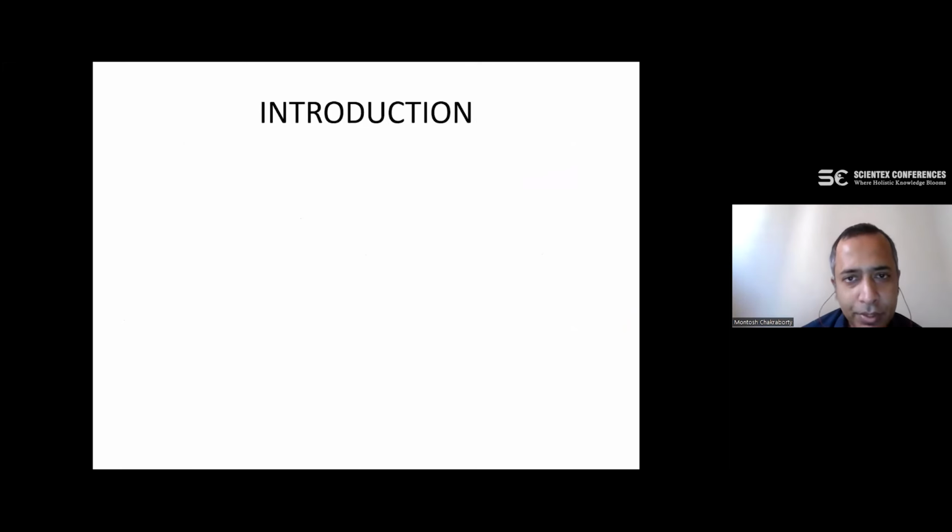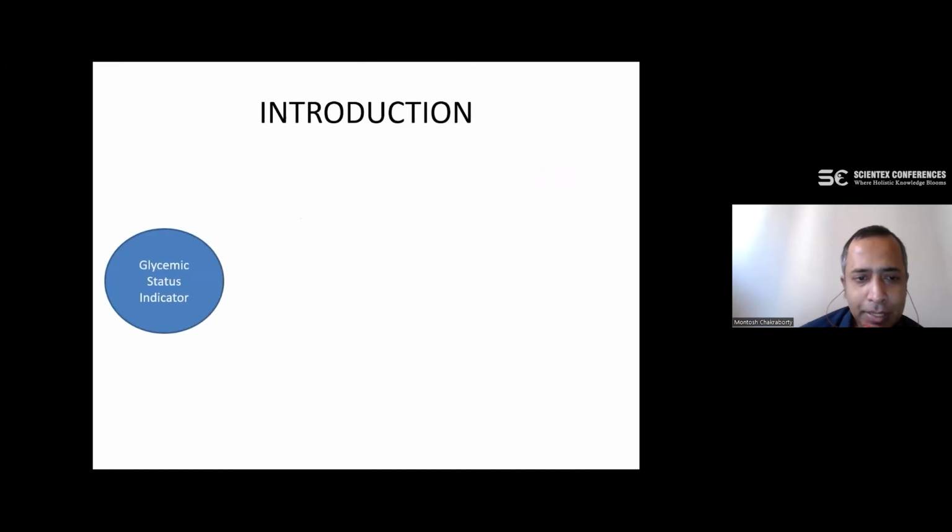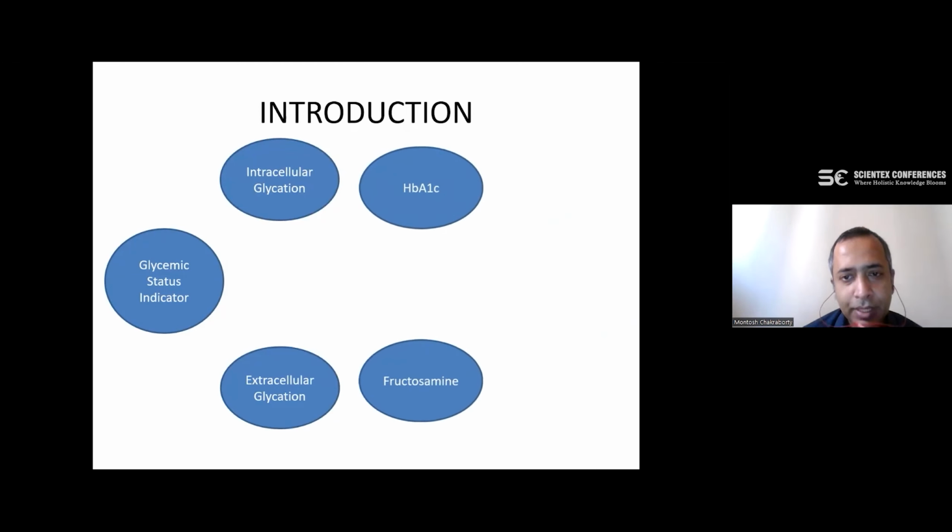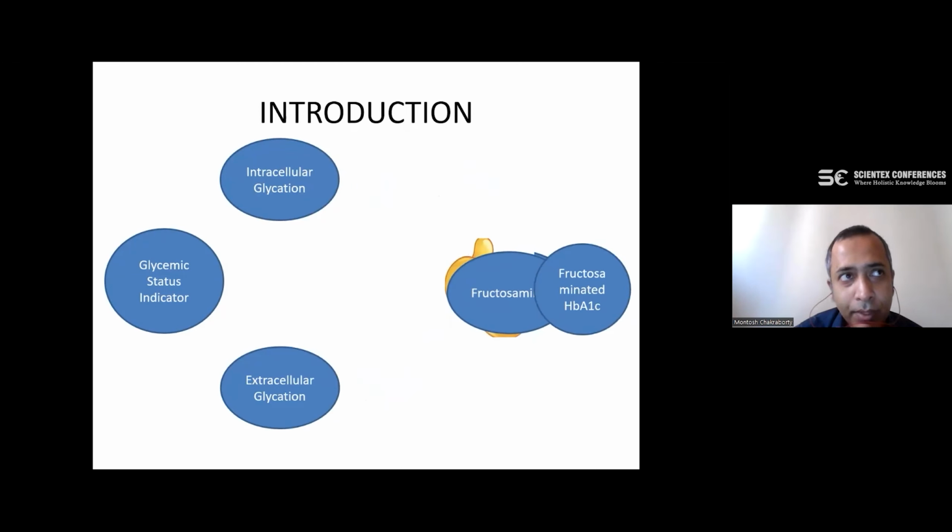Let me first introduce you to the topic and the rationale of picking this topic. Now, diabetes mellitus is a lifestyle disease and is increasing by leaps and bounds all over the world. It has significant mortality and morbidity. In our country, India, the number is very high compared to many other countries, such that every fifth Indian is a diabetic.